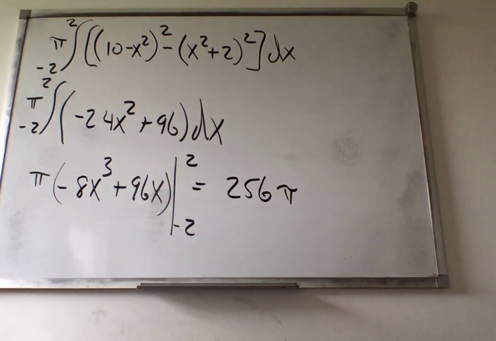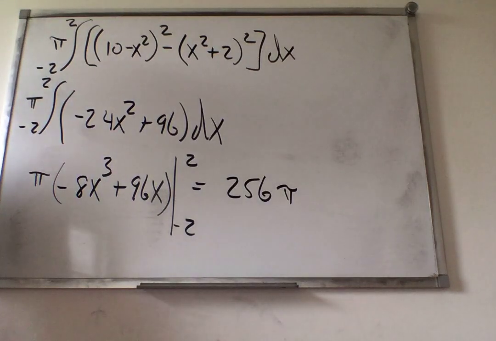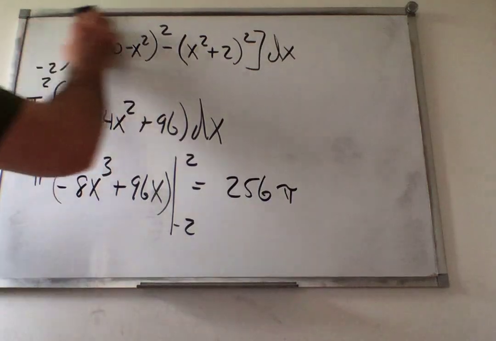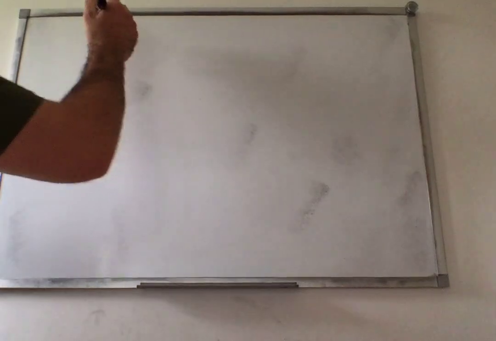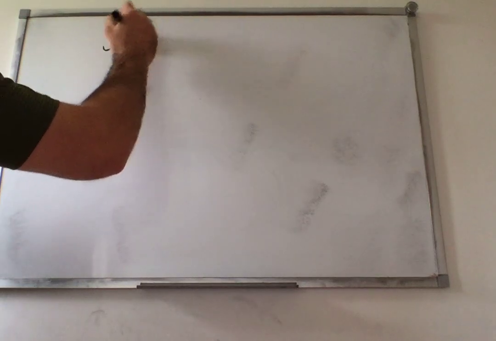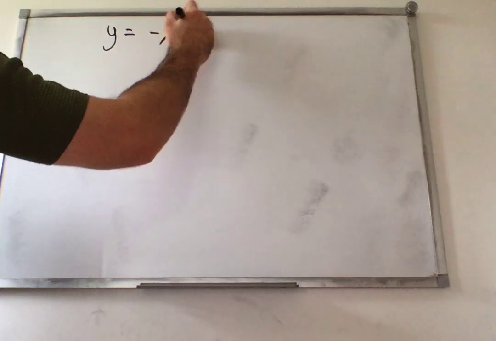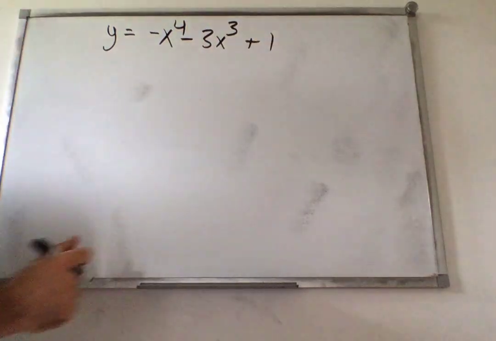The next section will cover the shell method. It gives us a better way of revolving something about the x-axis. Let me show you what I mean. Let's say I had an equation that looked like this. Y is equal to negative x to the fourth minus 3x cubed plus 1.